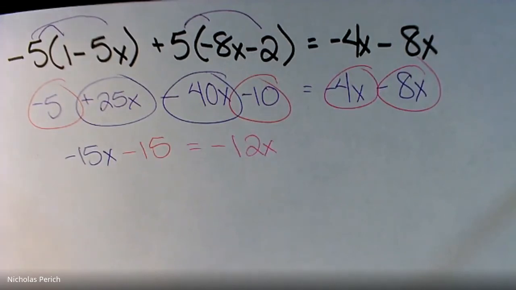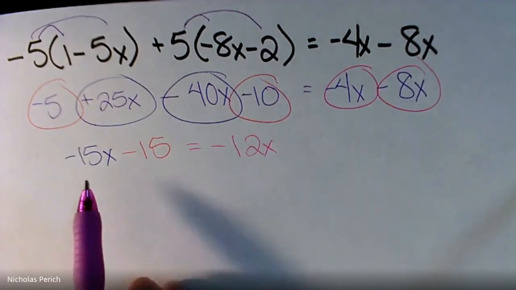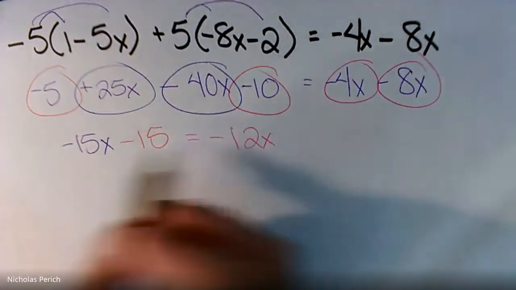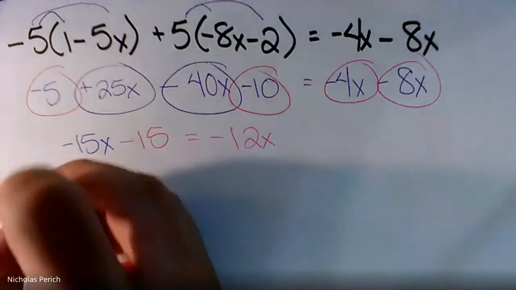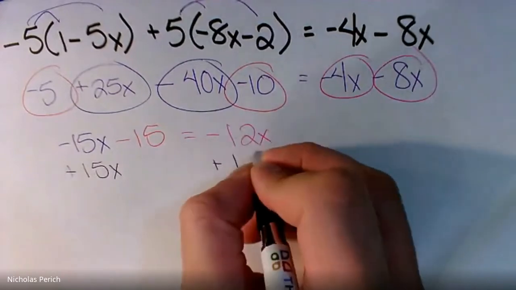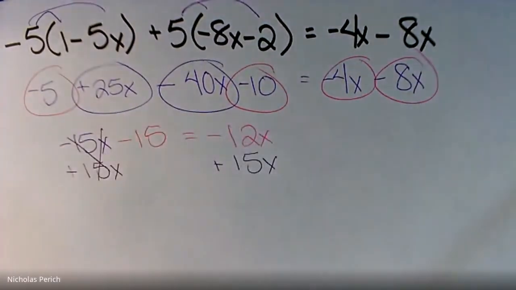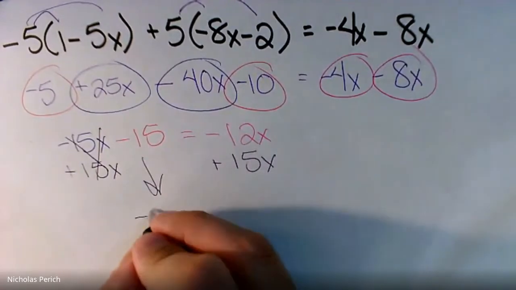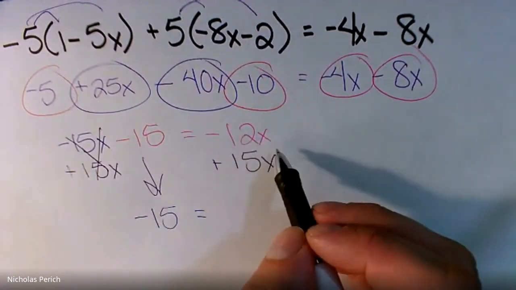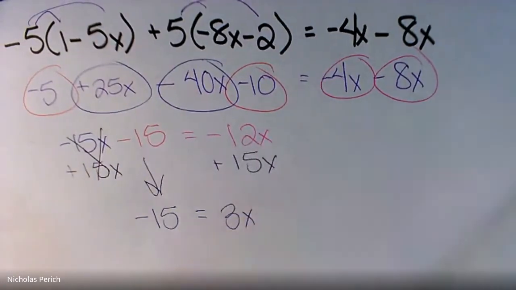So I have a variable on the left, a regular number on the left, and a variable on the right. I have variables on both sides of the equal sign. So I prefer to get rid of the smallest one first. What does that look like? Well, if I were to take the smallest one, negative 15x, and do the opposite, I would add 15x to both sides. Plus 15x, plus 15x, cross that out. Bring down the negative 15. Negative 12x plus 15x is 3x.